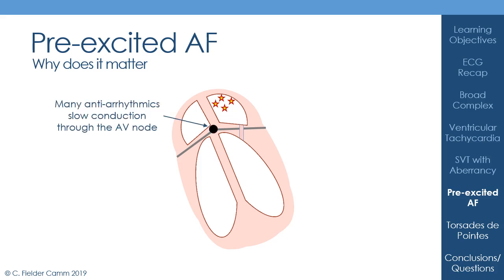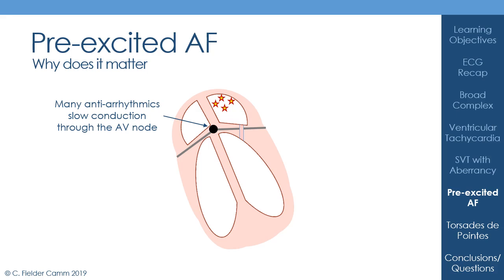Okay. So most antiarrhythmics slow conduction through the AV node. And if you remember in the last lecture when we were talking about AVRT and AVNRT, our mainstay for treating it was to block the AV node to stop that circuit. Okay, and we did that with adenosine. And it's the same with atrial fibrillation.